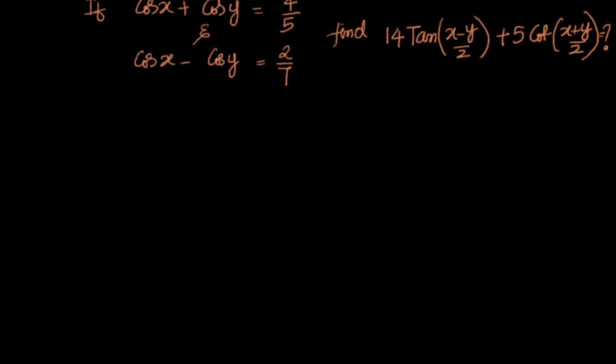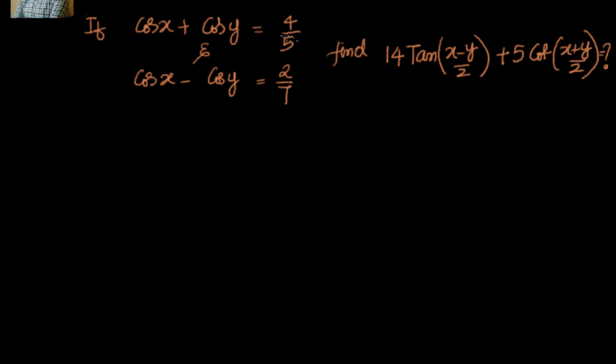If cos x plus cos y equal to 4 by 5 and cos x minus cos y equal to 2 by 7, find the value of 14 tan (x minus y)/2 plus 5 cot (x plus y)/2. So what I have to prove has (x plus y)/2 and (x minus y)/2. That means I have to apply the formula on this and transform these trigonometric ratio additions into products. Then if I divide them, I should be able to get something like what we need to do.